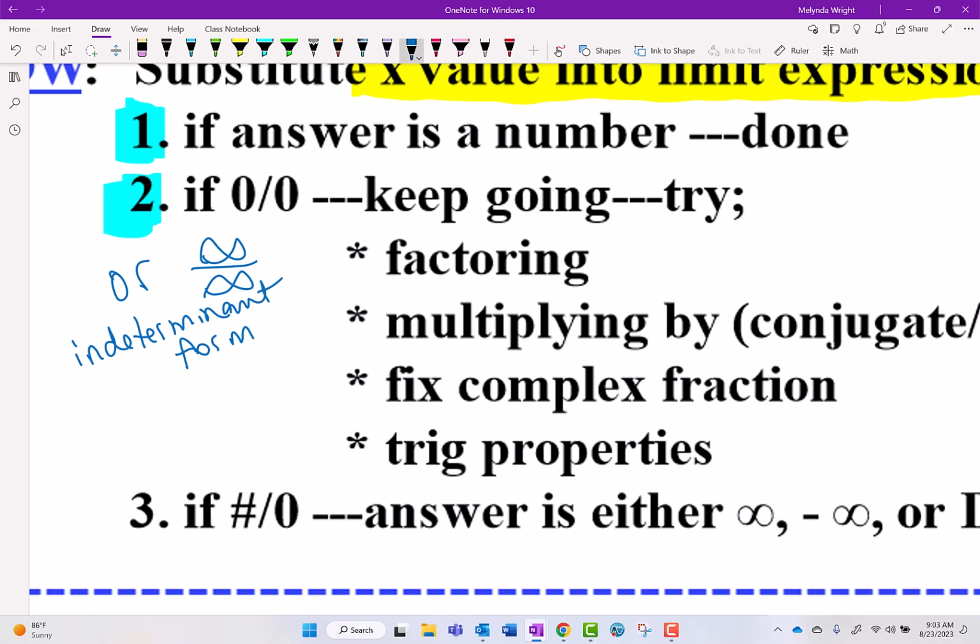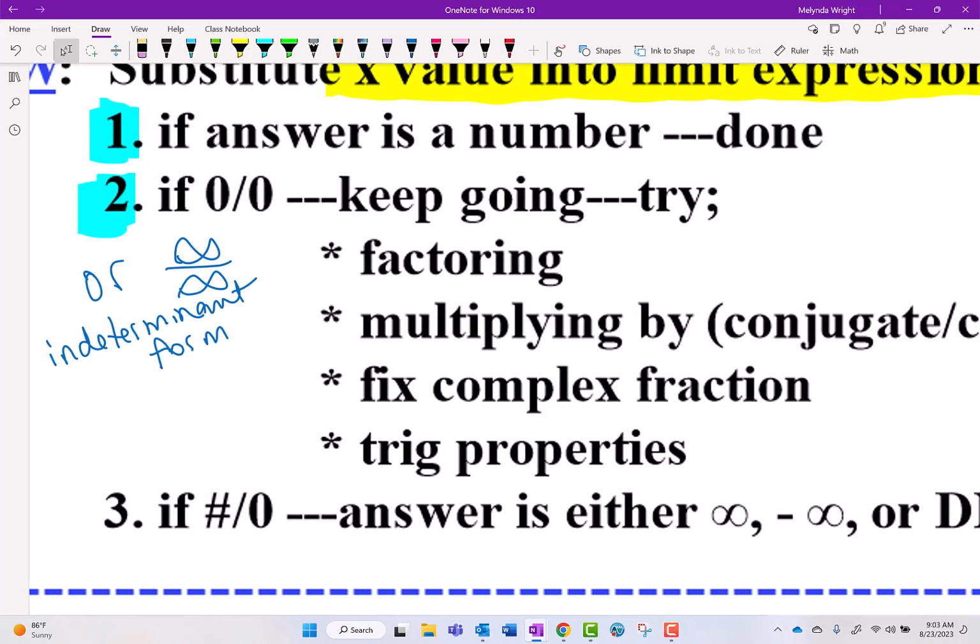So if that happens, we get a 0 over 0 or infinity over infinity, I say we keep going. Later, we will learn a technique called L'Hopital. We haven't learned that yet. If you know it, that is perfectly fine, but we're not going to use that yet. These 4 things, probably 95% of the time, the thing that you're going to do is one of these 4 things.